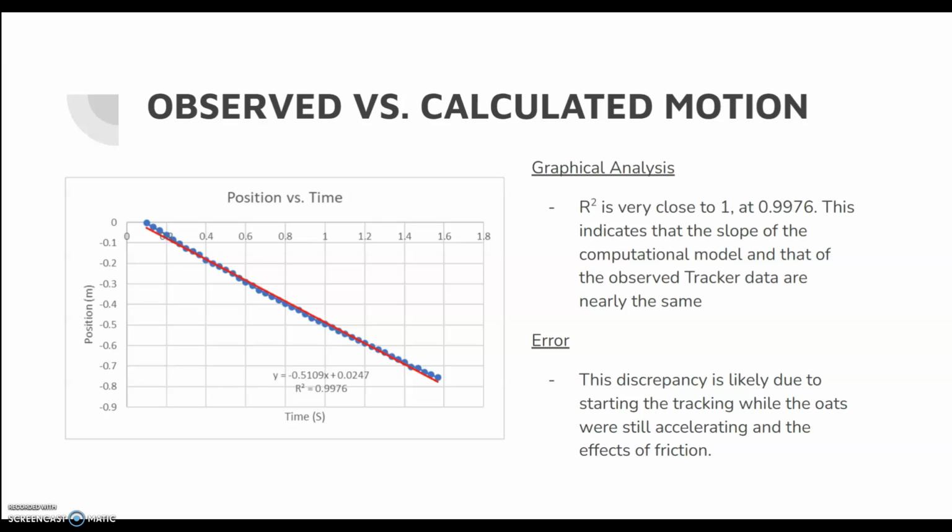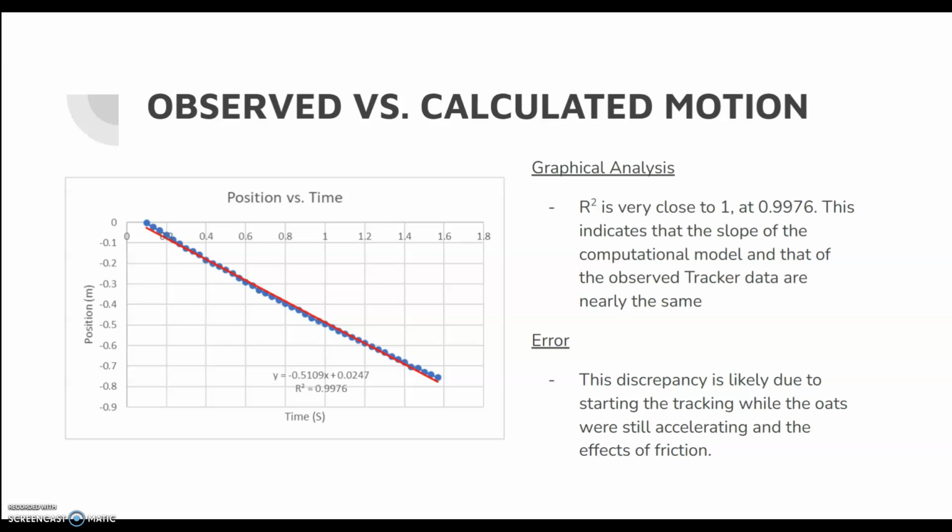Here's our comparison of the two models, and this is where things get a little bit interesting. We have clearly a very, very linear match, right? So that R-squared value is very close to 1, and that's going to indicate that the slope of the computational model and the observed Tracker data are almost the same. As we mentioned, this means 0 net force, constant velocity.